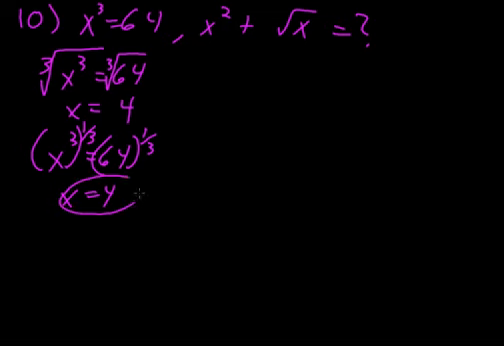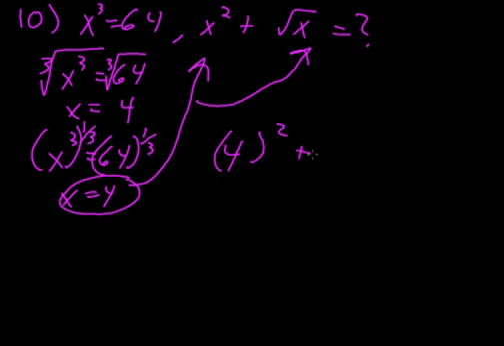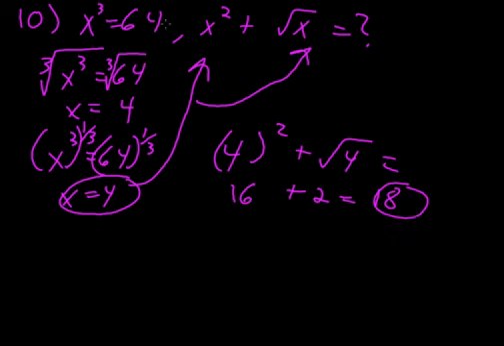Okay, so now that we have this, we can plug it into there and into there. So 4 squared plus the square root of 4, well, that's 16 plus 2, and that's 18. So this was just basic algebraic manipulation. And we'll move on to question number 11.